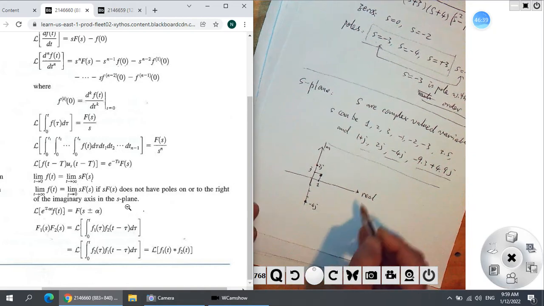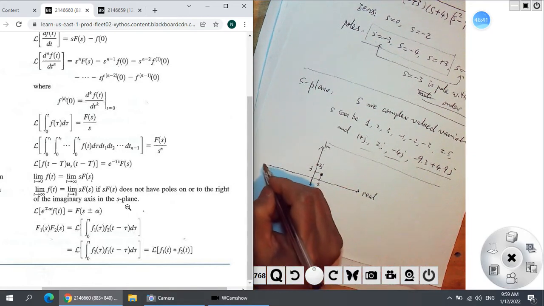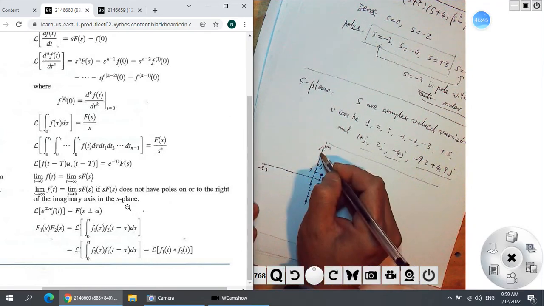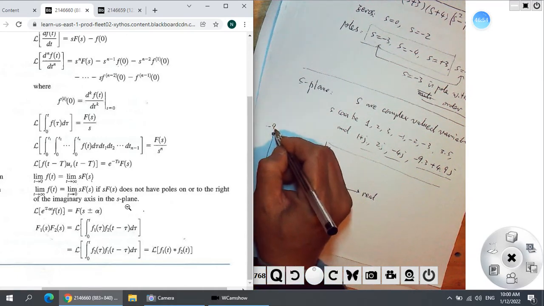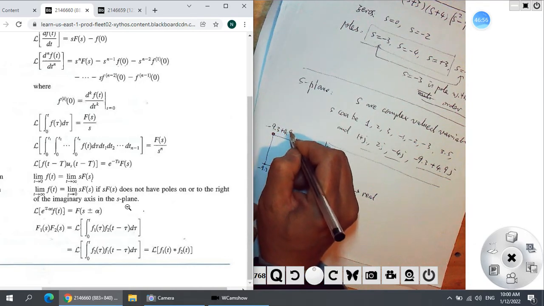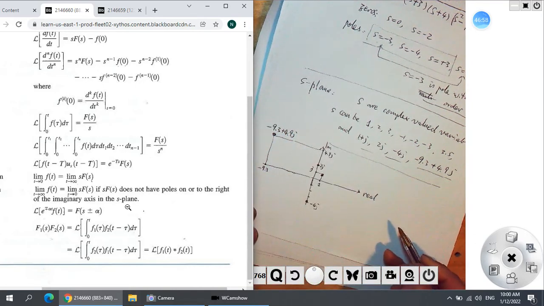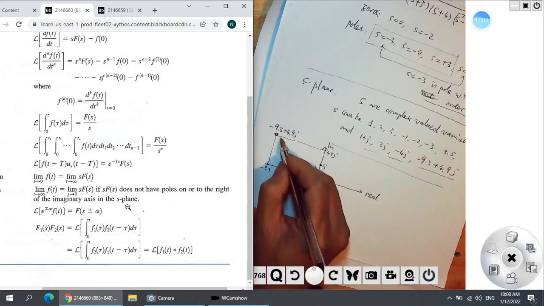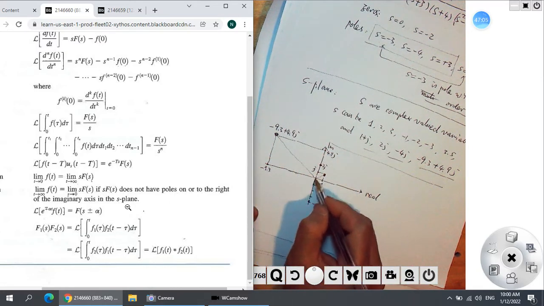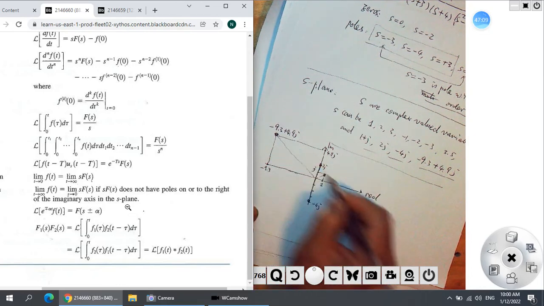And -9.3, and the positive 4.9j is this one. It's -9.3 plus 4.9j. So every complex number, or every value of S, is located in a plane. This is a plane. This is the S-plane.